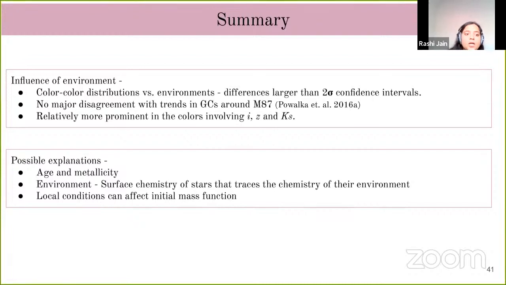Now, since we are trying to connect the differences in the color distribution, or spectral energy distribution, with their environments, the possible explanation could include differences in age and metallicity, because they are from different environments. They are going to have different metallicities and different ages. But they could also be linked to the surface chemistry of the stars that traces the chemistry of their environment, and multiple stellar populations could be one of the factors that could lead to the differences in SEDs. All the local conditions that are also known to affect the initial mass functions could also be one of the factors.